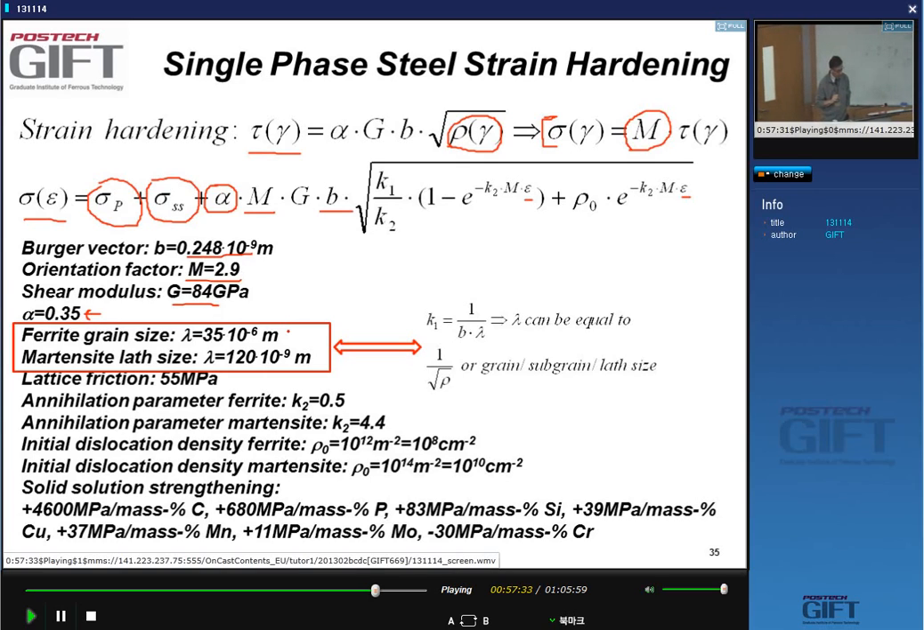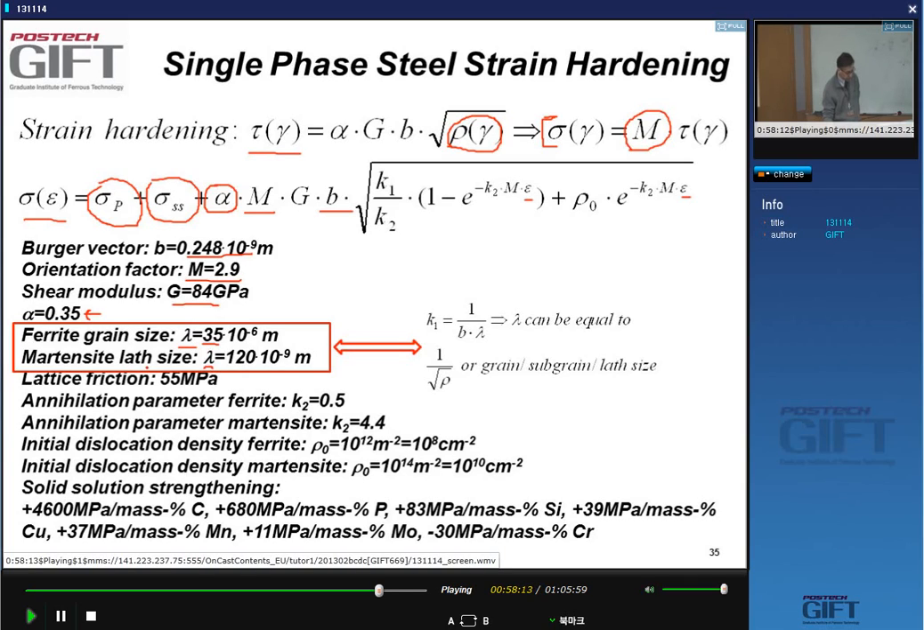And so the big difference here when we do this is that for the ferrite grain size, we basically have equivalent distance, mean free path for dislocations, which is equal to the grain size. And say we take here a grain size of 35 microns. Okay, it's pretty large grain size, but not unreasonable for a very well annealed IF steel, for instance.